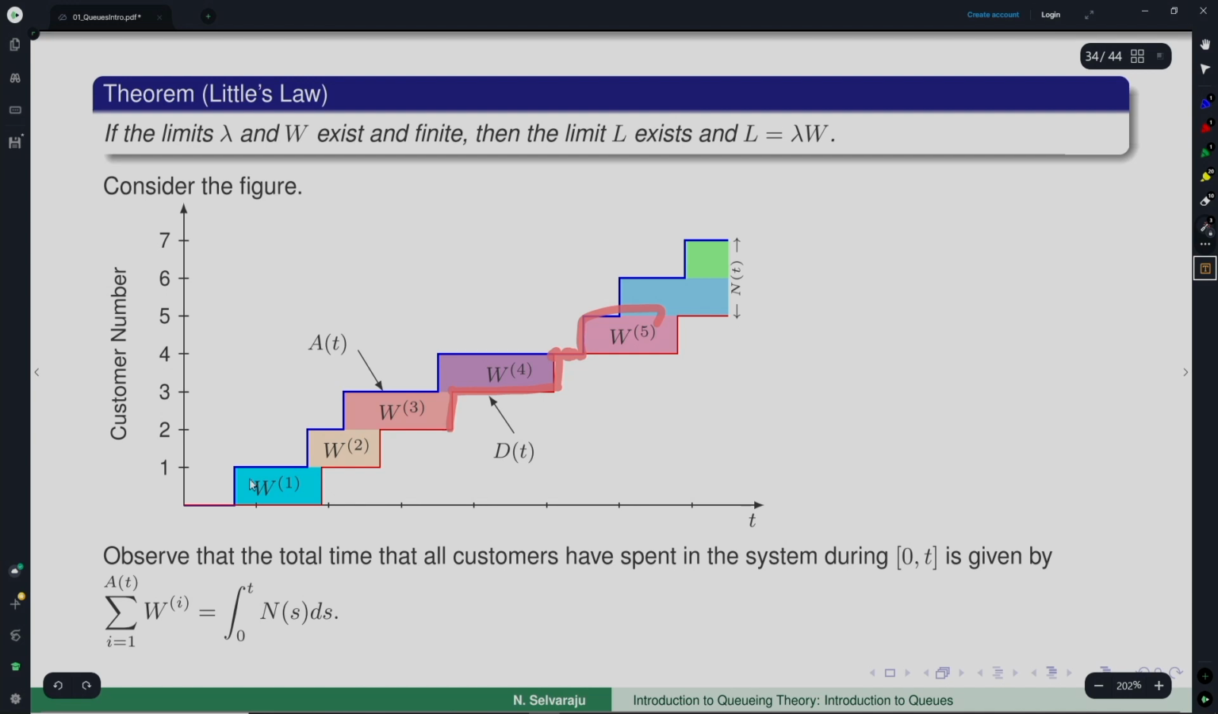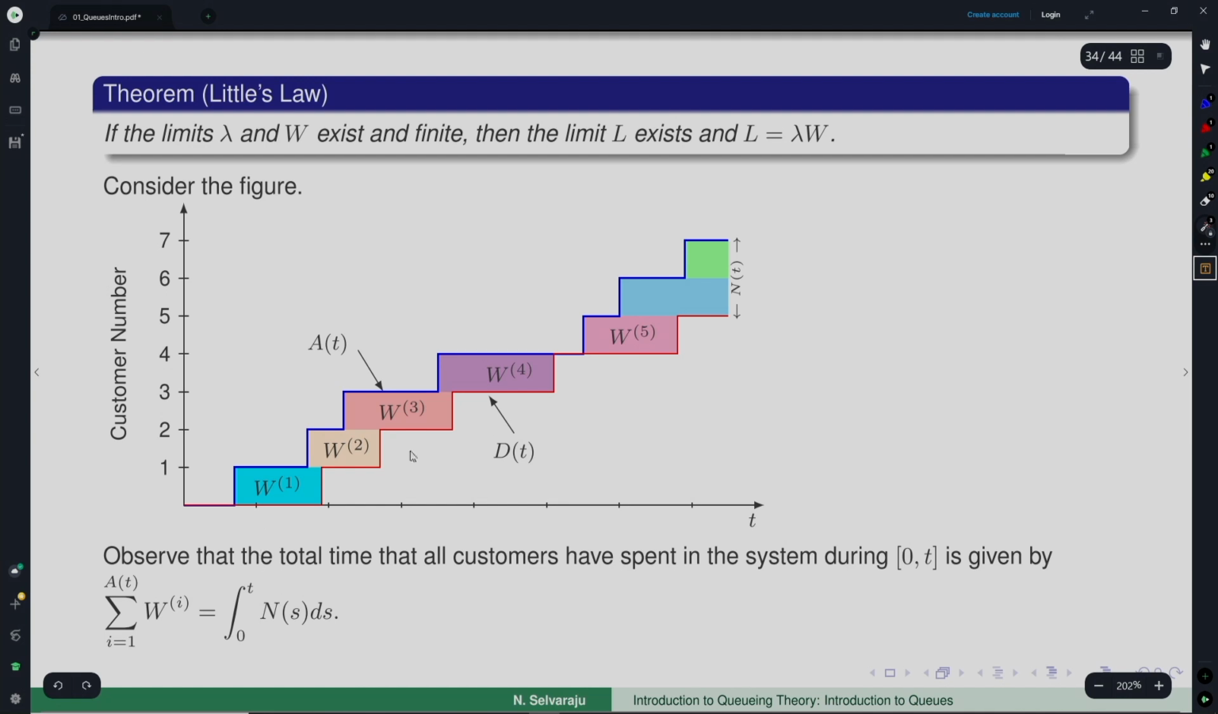Okay. So, this rectangle, its area, represents W1, the waiting time, because it is of unit height. So, this is the length of time that the customer spends in the system. We call this W1, and this is W2, this is W3, this is W4, and this is W5, W6, W7 and so on it goes.